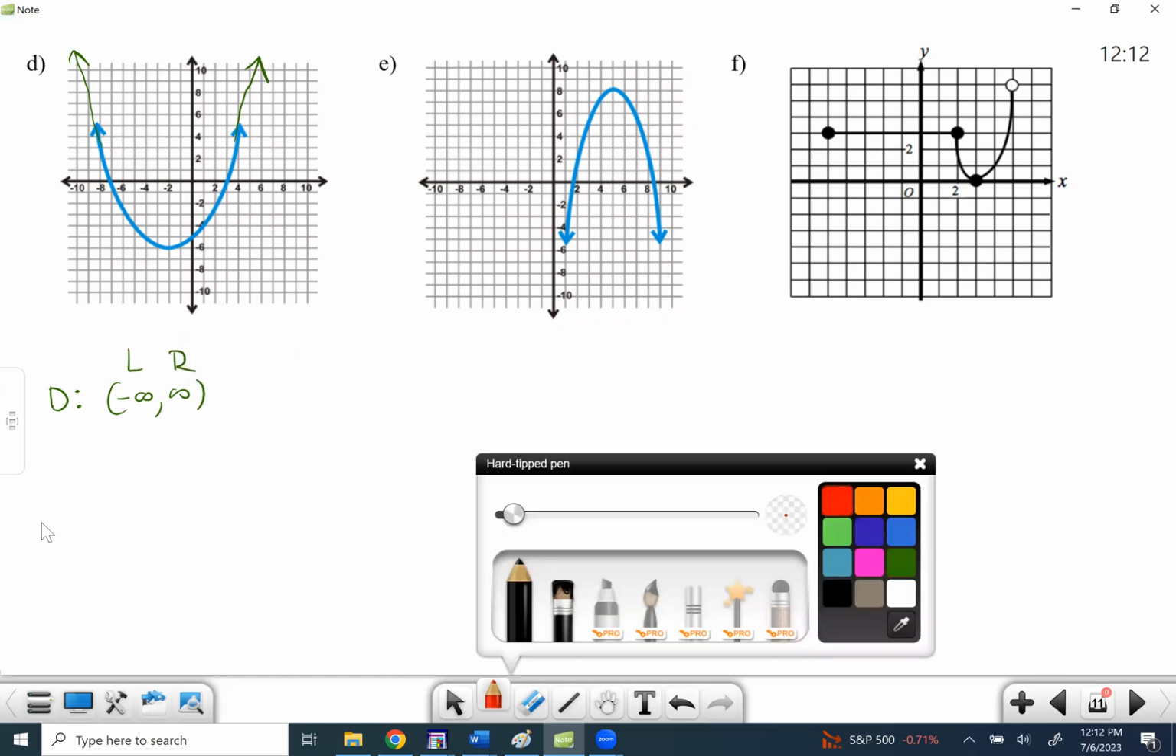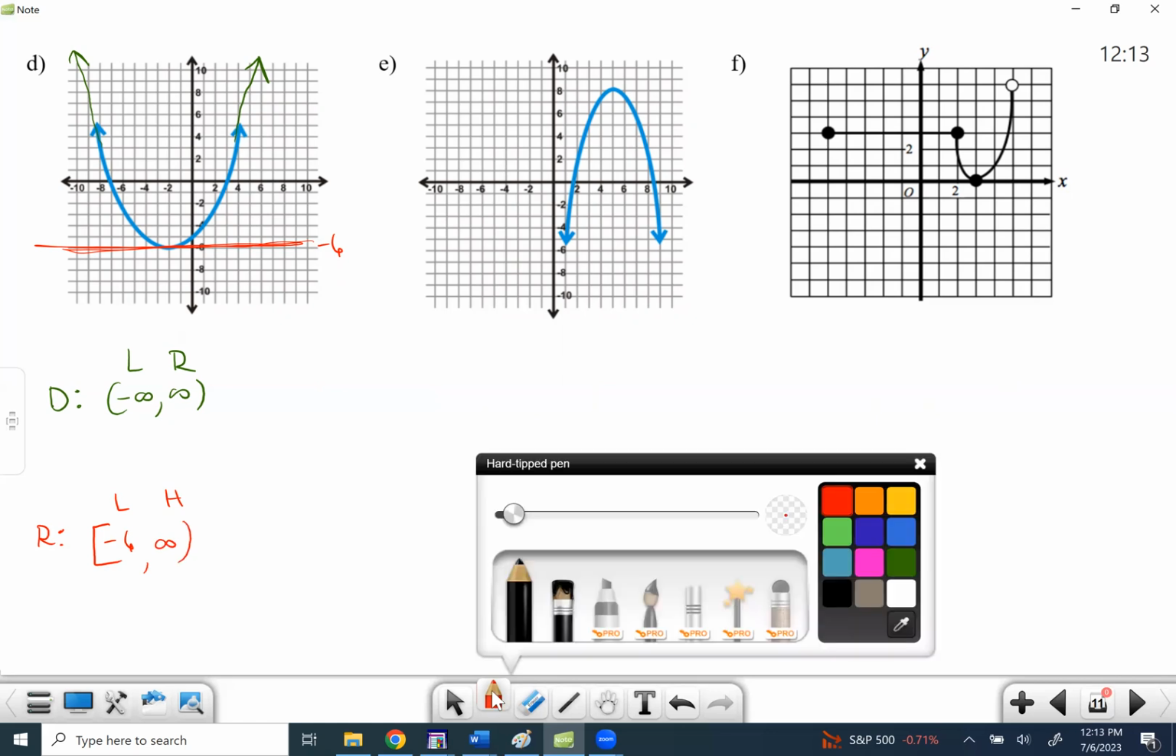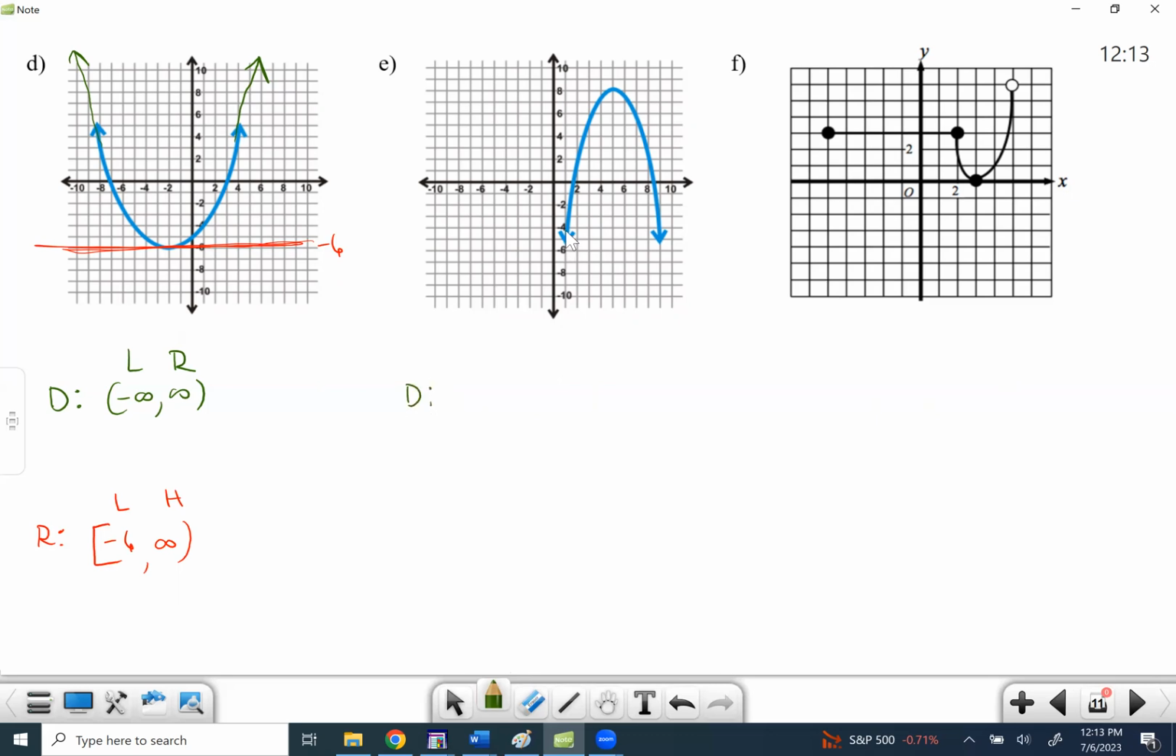Now, the range, though, will be a little bit more interesting. Remember, the range is lowest to highest. There is a lowest. This is going to be our lowest on the graph, and that is at -6. And it's actually on the graph, so I'm going to square bracket it. Now, as for the highest, it just goes up forever, and it heads towards infinity. There is no highest.